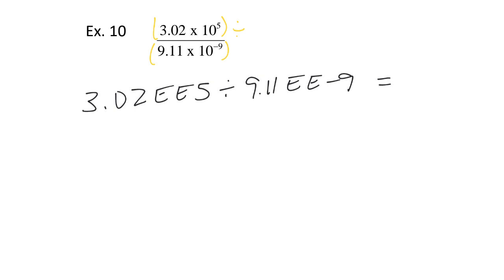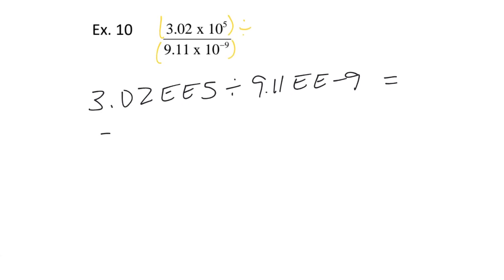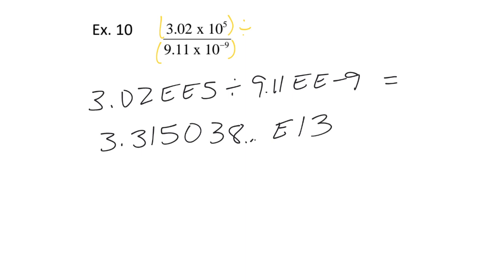Now, when we do this one, we get, let's see, 3.02 EE5 divided by 9.11 EE negative 9. You get a huge number and then E13. I'm not going to write all the digits down. 3.315, 038. I'm going to stop there. E13. Okay. So that's not really the right answer.